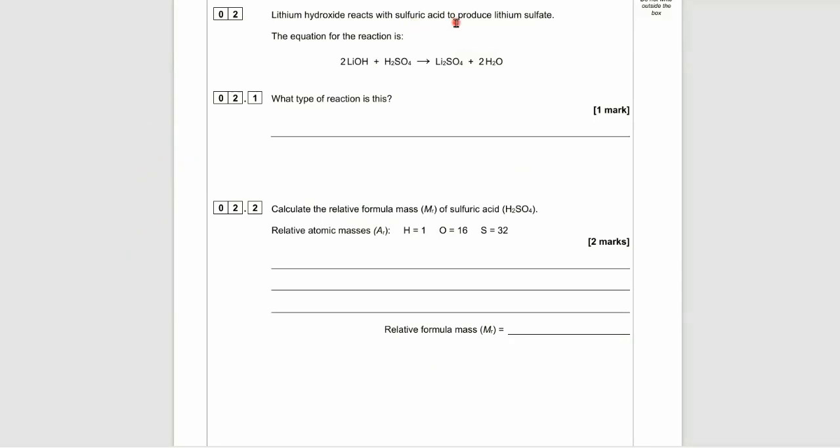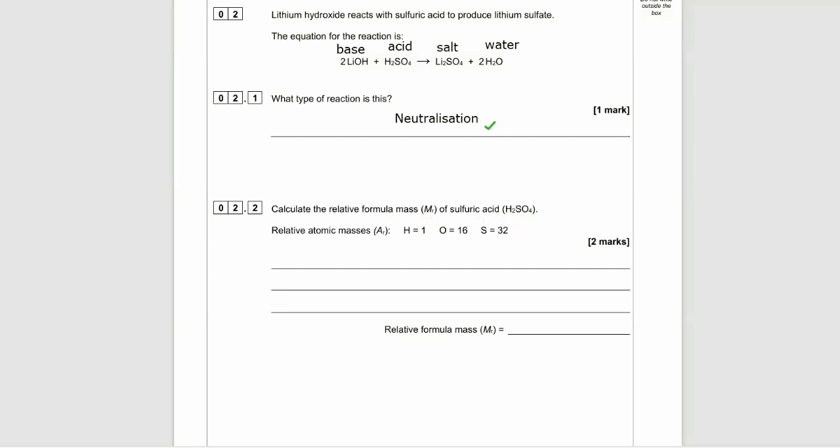So, question 2. Lithium hydroxide reacts with sulfuric acid to produce lithium sulfate. The equation for the reaction is basically lithium hydroxide plus sulfuric acid. Now, what that is, you've got a base and you've got an acid, and they're going to make salt and water, lithium sulfate and water. What type of reaction is this? Well, when you mix an acid and base or acid and alkali, it's called neutralization.